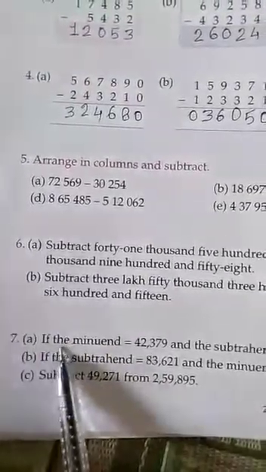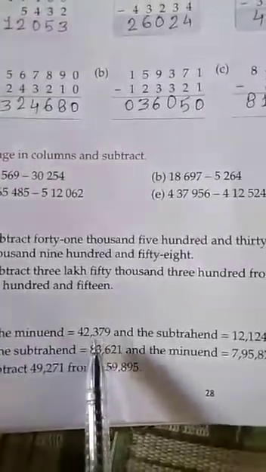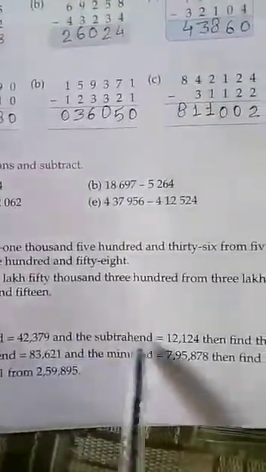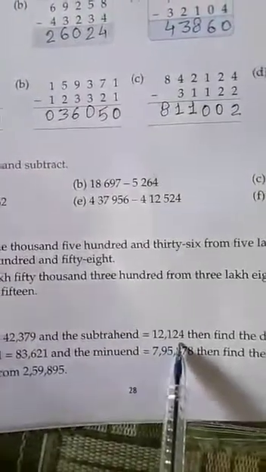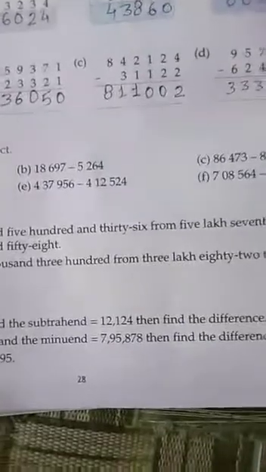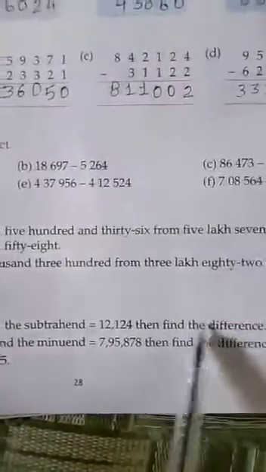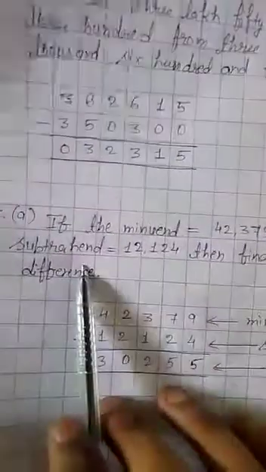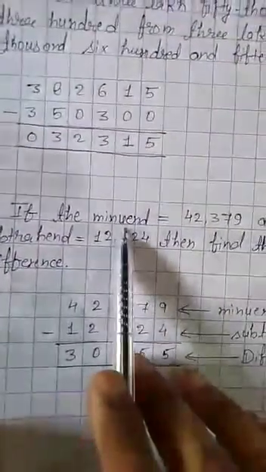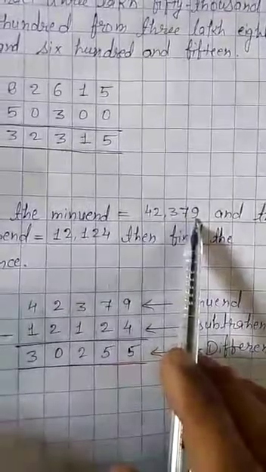Part A of question 7 is: if the minuend is equal to 42,379 and the subtrahend is equal to 12,124, then find the difference. We all know that difference equals minuend minus subtrahend. So in the notebook we will write the question like the one given in the book. Then we can see that the minuend equals 42,379. So we will write here minuend 42,379.